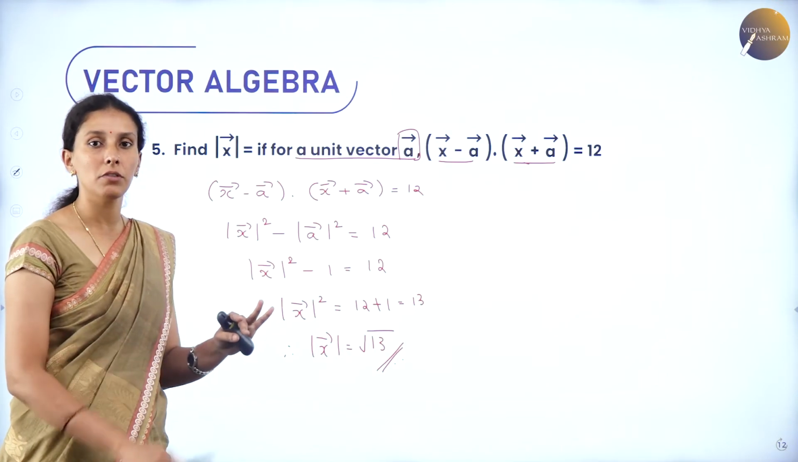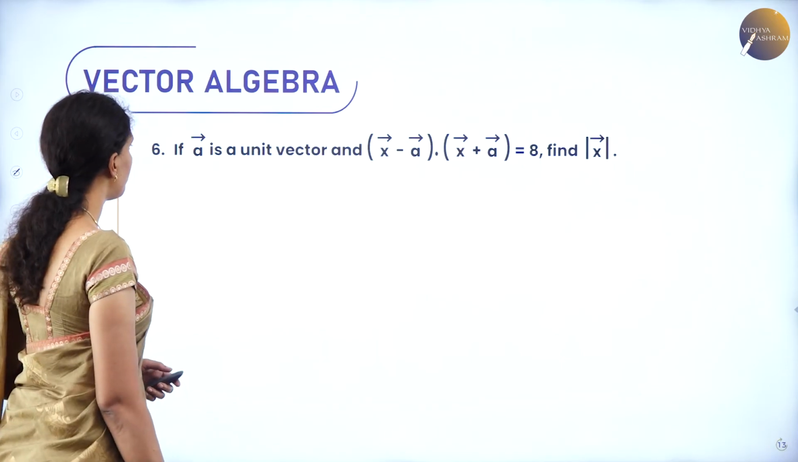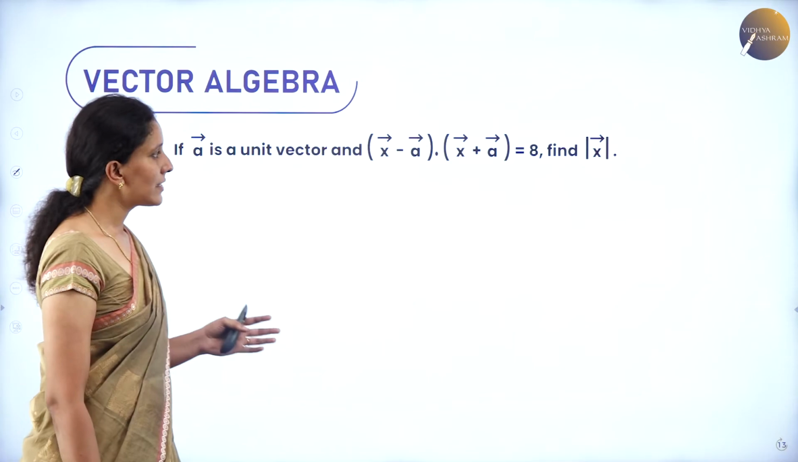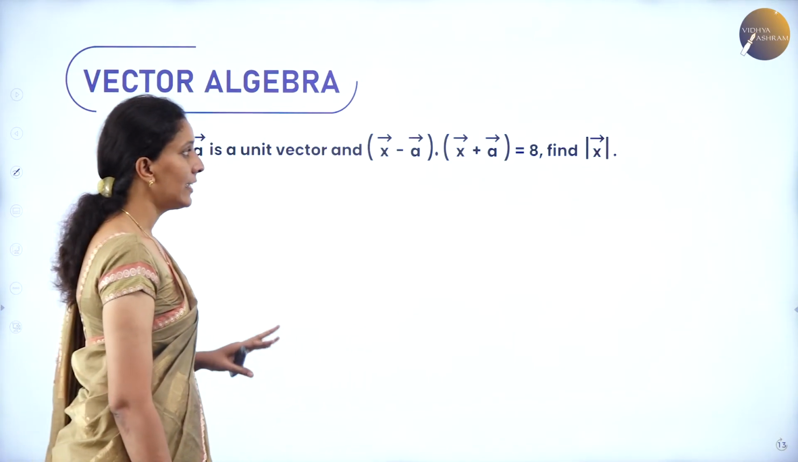It is always positive. So just write root 13. Next, if vector A is a unit vector and (x minus A) dot (x plus A) is equal to 8, find magnitude of vector x.